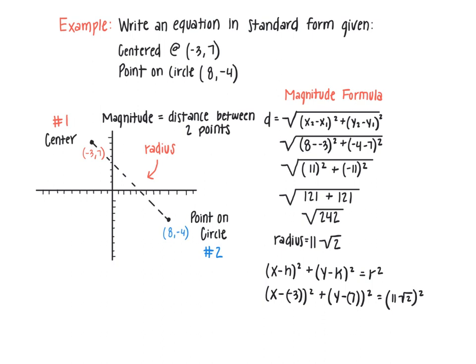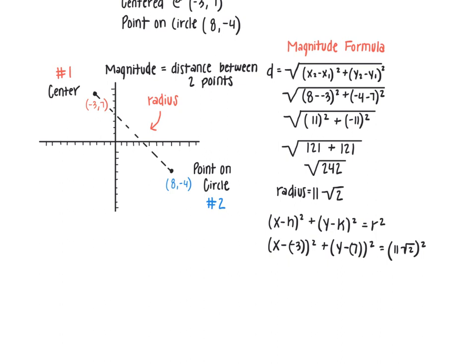So I'm going to clean this up. I'm going to zoom out a little to give me room. So I have x plus 3 squared plus y minus 7 squared is equal to, and then we know that 11 square root of 2 squared is simply just 242. So this is the standard form equation of my circle with a center at negative 3, 7 and a radius of 11 square root of 2.